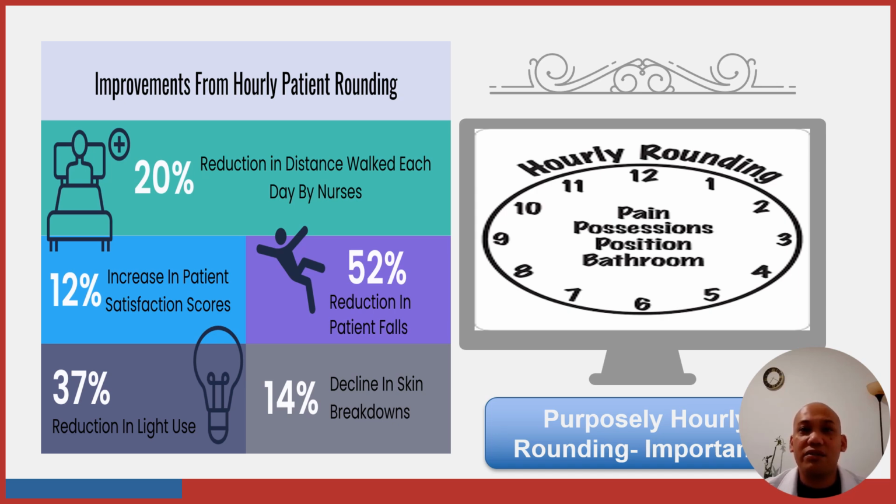Of course, when you are doing the early rounding, it will reduce call lights because you will address the different things that the patient needs and wants, especially like food or going to the bathroom or the toilet, and repositioning them to prevent pressure injury.